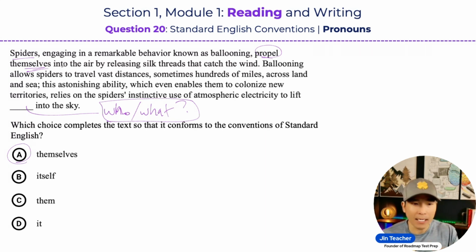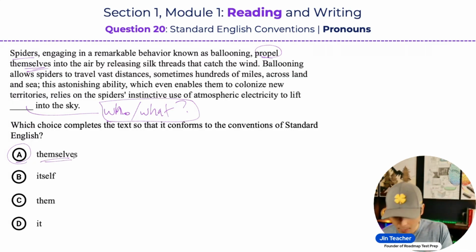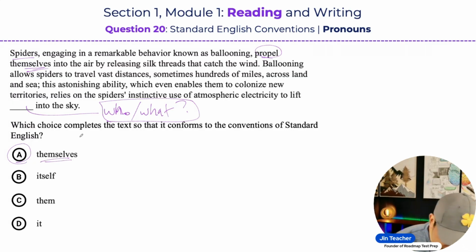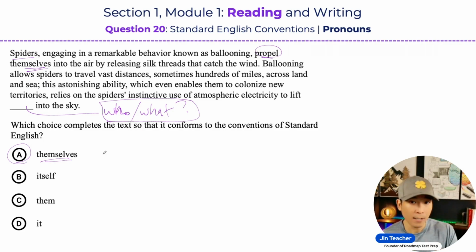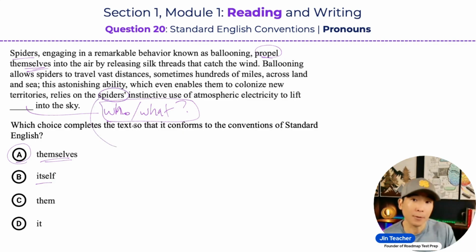Now, what about the grammatical sense? Why is themselves grammatically correct? Well, one, we know that themselves is a plural pronoun, right? Because the "them" is plural. Now, why is that grammatical? Why is it not itself? Well, it's not itself because it's referring to the spiders, spiders in a plural sense.